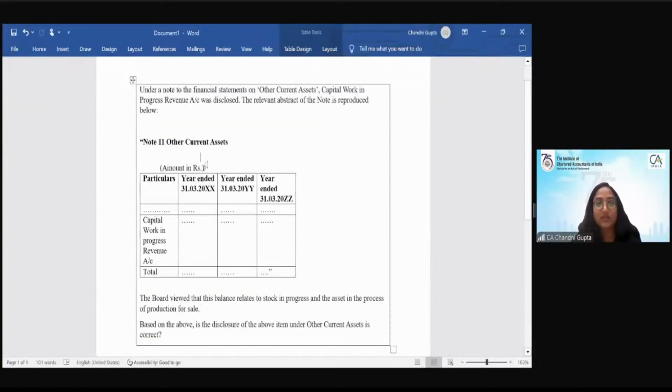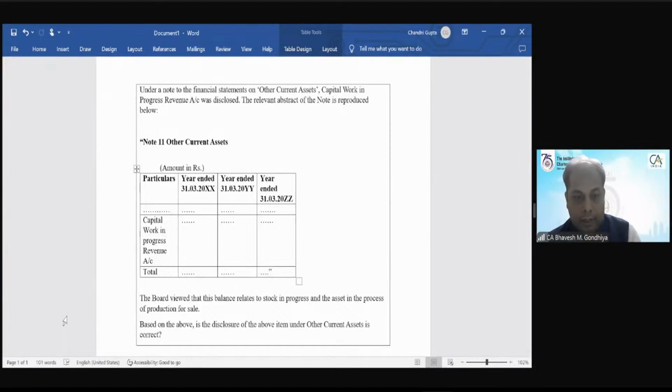So this is basically the disclosure wherein the company has, can you see my screen? Yes, ma'am. So basically the company has disclosed capital work in progress revenue account under the note of other current assets. And the board viewed that this balance relates to the stock in progress and the asset is in the process of production for sale. So is this particular disclosure correct in your view?